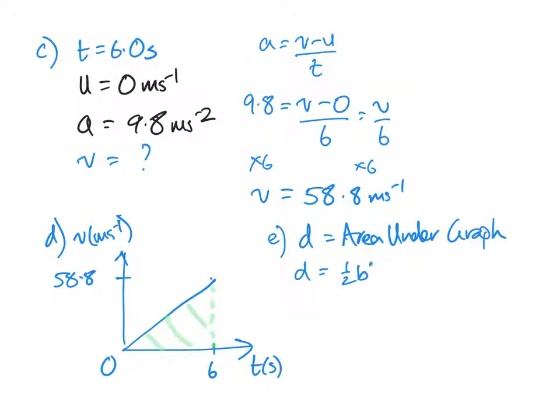In this case, that area under graph is just a simple triangle, a half base times height. And that's a half. The base is 6 seconds along, and the height is the final velocity, 58.8. And that gives us a total distance of 176.4 metres. Okay, so the cliff is 176.4 metres high.